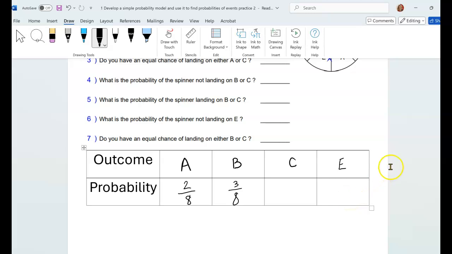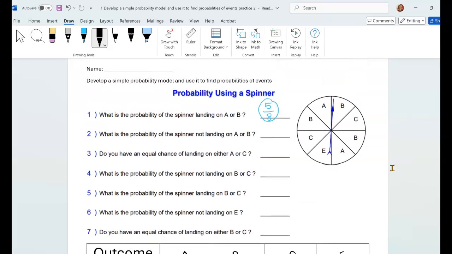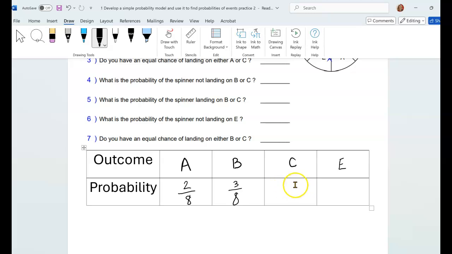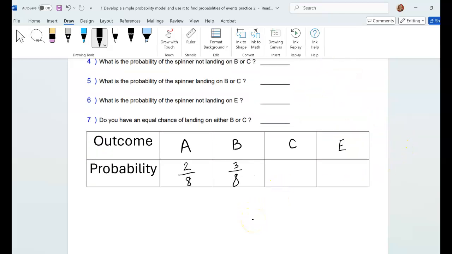If you're listening, which I believe you are, because you're a good learner, I'll count them out with you. Okay, let's do that. 1, 2. So 2 is going to be your numerator. That's how many C's there are. And you're going to need your total. Oh, we already have the total. The total number of spaces. So how many C's there are in the spinner, and then the total number of spaces.